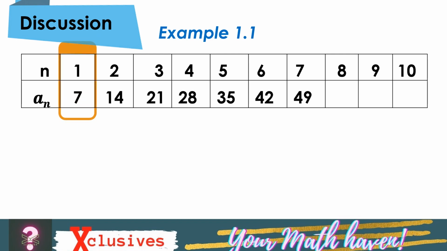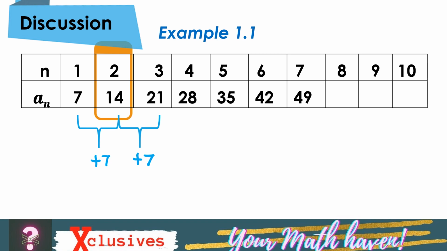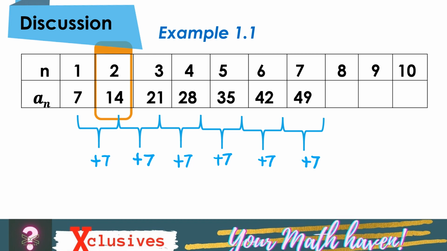For our first term, again, that is 7, followed by 14. Now the question is, how did we get 14 from 7? That is, we added 7. So 7 plus 7 is 14. Let's check the other terms. 14 plus 7 is 21. 21 plus 7, 28. 28 plus 7 is 35. 35 plus 7, that's 42. And 42 plus 7 is also 49.